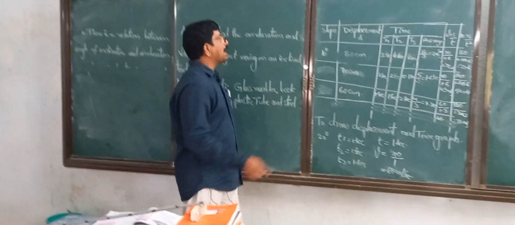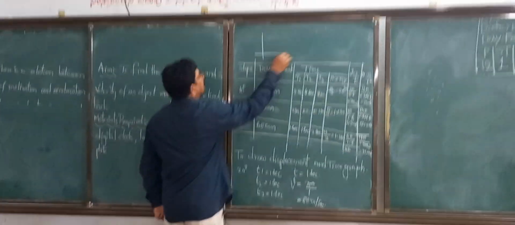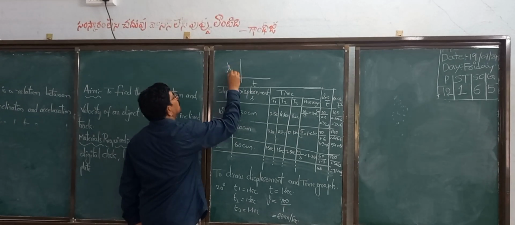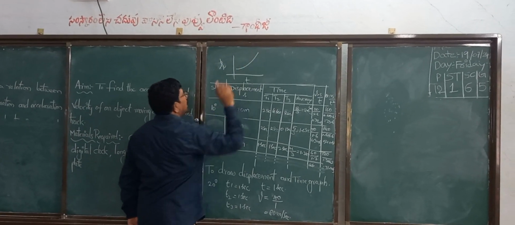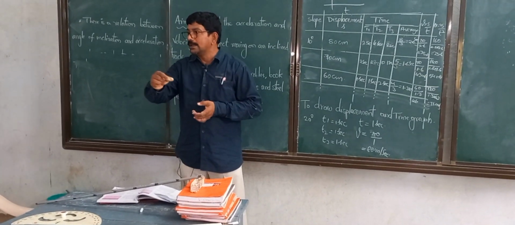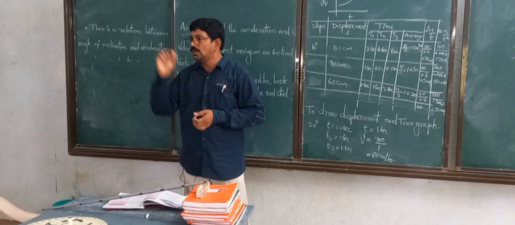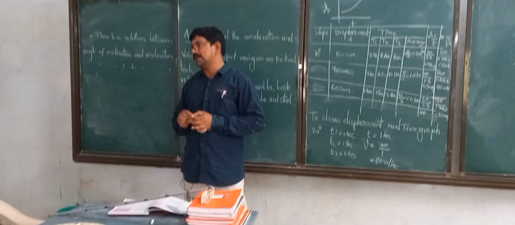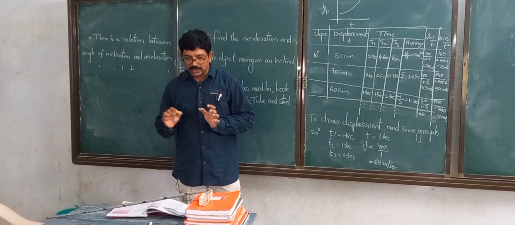If you plot the graph for this one, taking time on x-axis and displacement on y-axis, you will get a curve like this. So with this we can say that the motion of the marble on the inclined track is non-uniform motion. That is accelerated motion. We call it accelerated motion. Okay, thank you. Right.